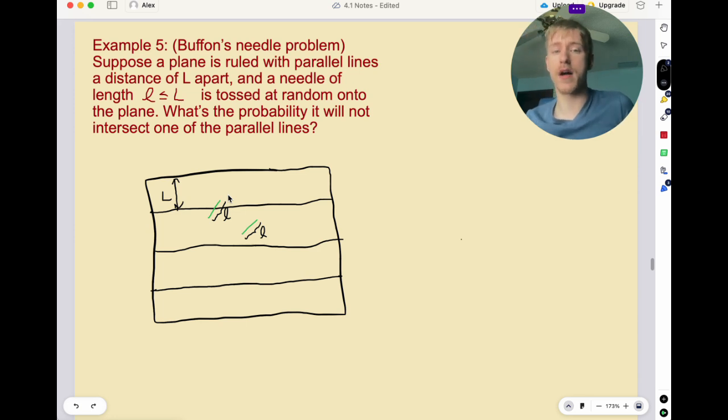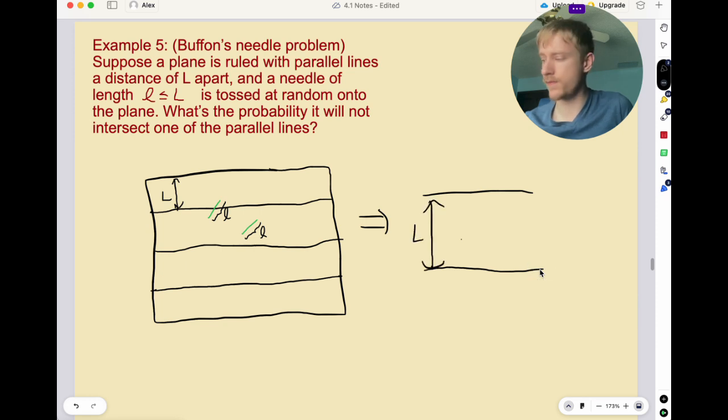To start this problem off, I'm going to take one of these little sections and zoom in, where this length is capital L. Let's consider a needle, and just because I've been doing it in green, I'll try to stay consistent. What are two parameters that are going to characterize whether or not it falls in the gap? That's kind of a bad needle, but you get the picture.